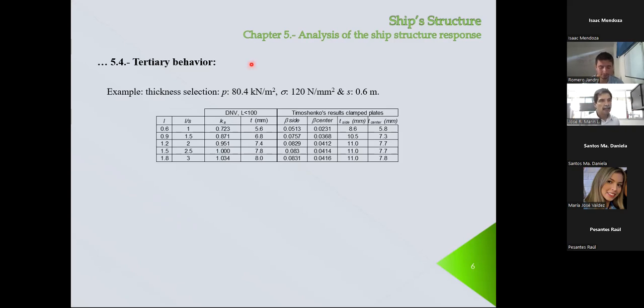Okay, so here I have different values for L. We start at 0.6, so it's equal to that. In this case, the first line corresponds to a squared plate. Here, what I did is I applied the formulation from DNV.